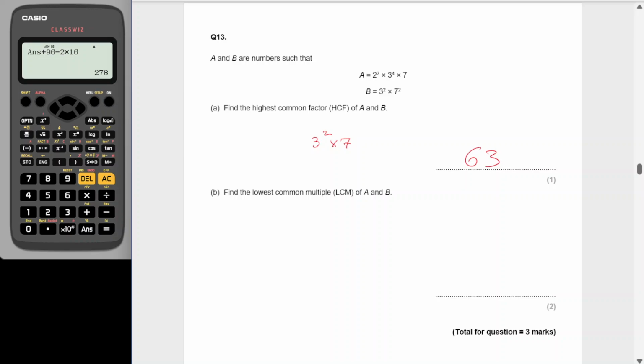Find the lowest common multiple of A and B. So this is kind of, if we had a Venn diagram, it would be the union, so it would be everything included. So we're going to have 2 squared times by 3 to the power 4 times by 7 squared. So 2 squared times by 3 to the power 4 times by 7 squared. So that's going to be 15,876.